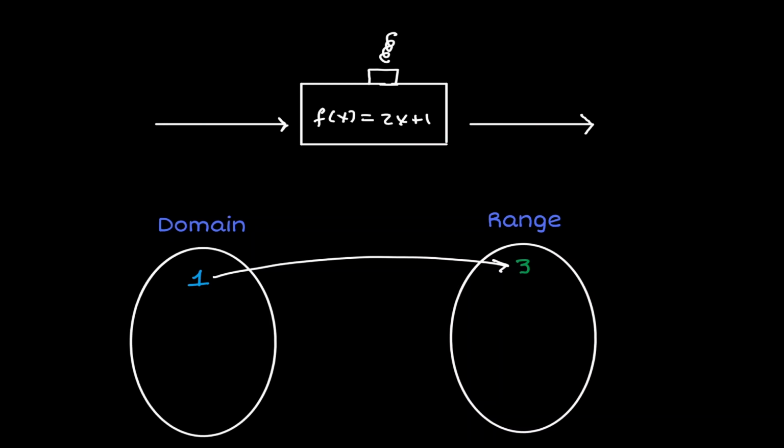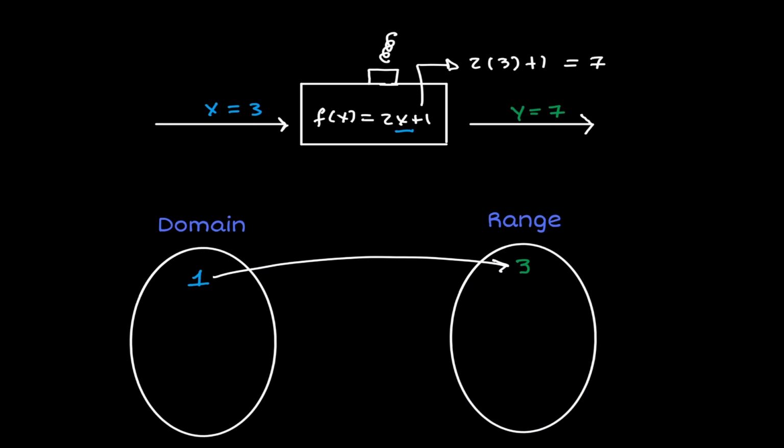Now let's plug in the value of 3. When we consider the x value of 3, we can plug it into our function, and we can figure out what will be the output. We'll have 2 times 3 plus 1, which is equivalent to 7. So we can say that when we plug in the value of 3, the output is 7. We can say that the y value is 7.